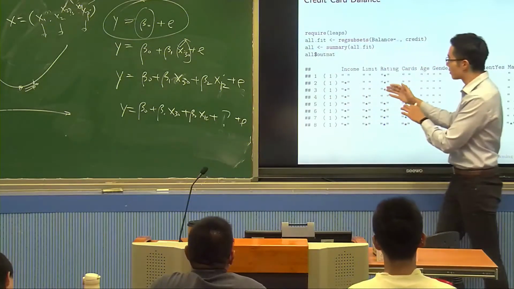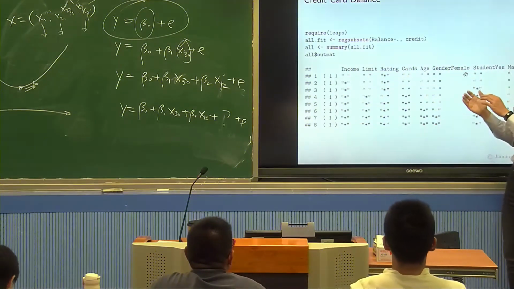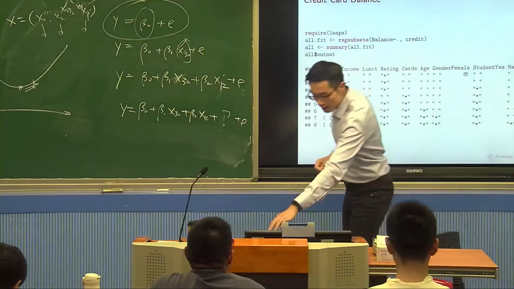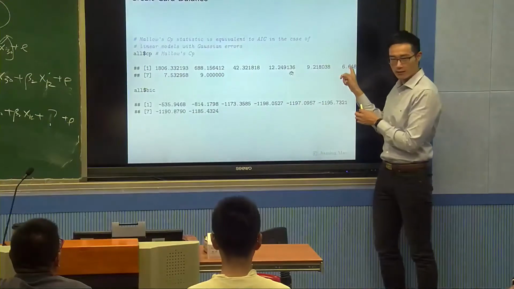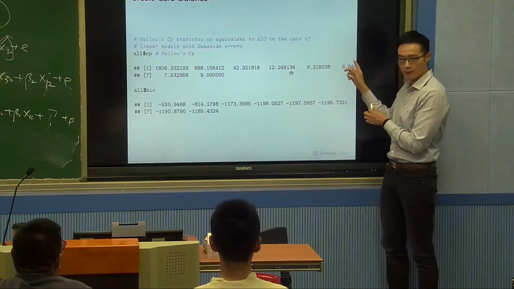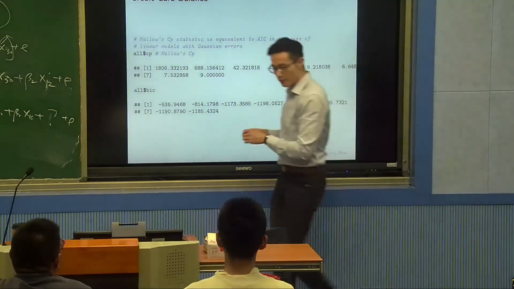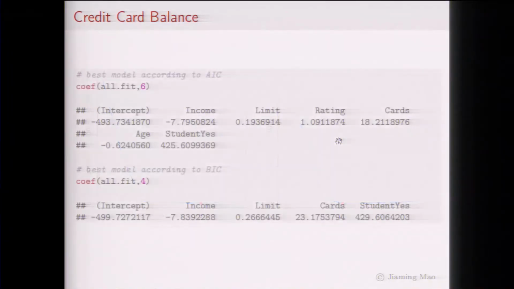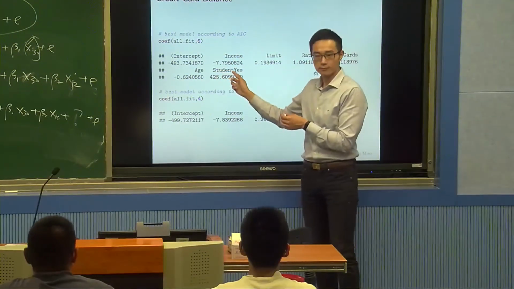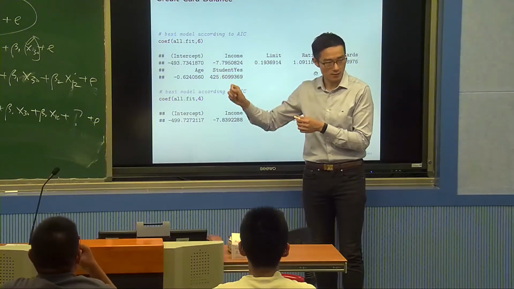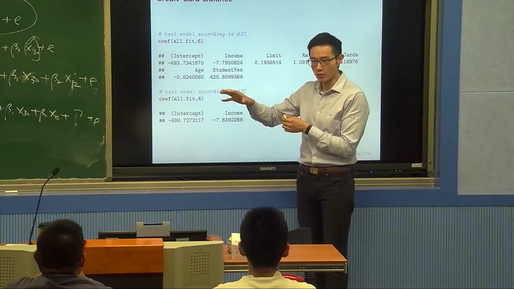Okay, let's go back to here. Here we tried all different combinations, and according to AIC, the best model is number 6, the 6 variable specification. For the 6 variable specification, the model is income, limit, rating, cards, age, and student. Exactly the same result as the one that we picked using forward stepwise.